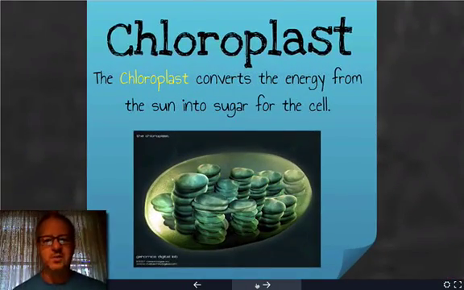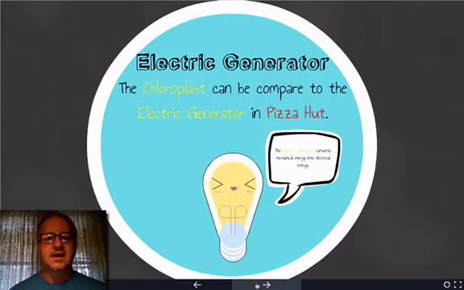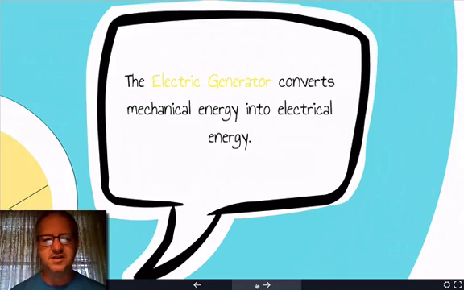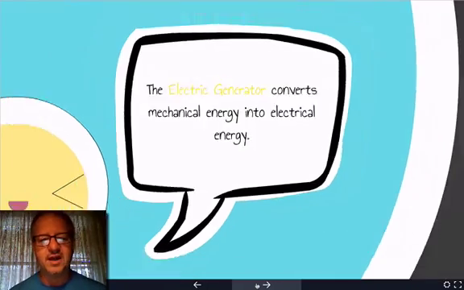We also have chloroplasts, and again, this is only found in the plant cells, and they convert energy from the sun, or light, into sugar for the cell, which then gets converted into energy. So the electric generator at the Pizza Hut is kind of like the chloroplast. It provides all the energy that the Pizza Hut needs in order to do the things that it needs to do to make your pizza.